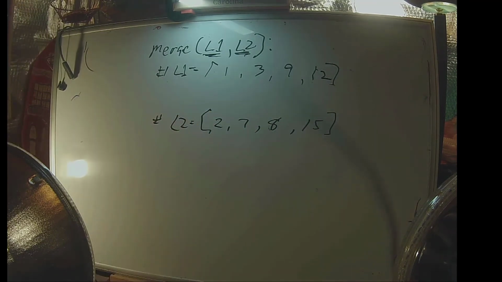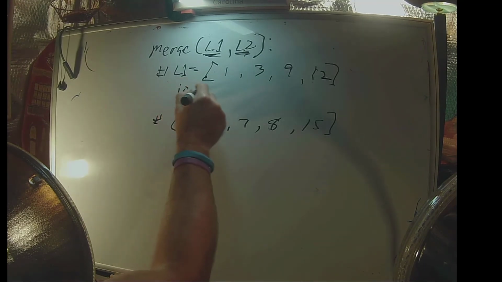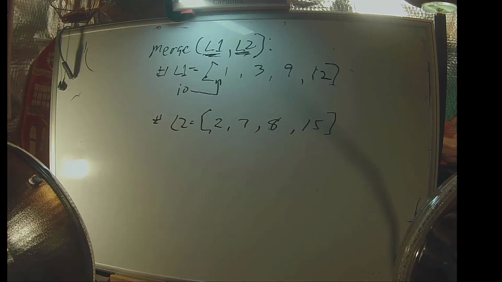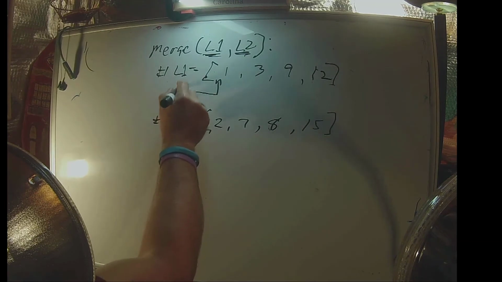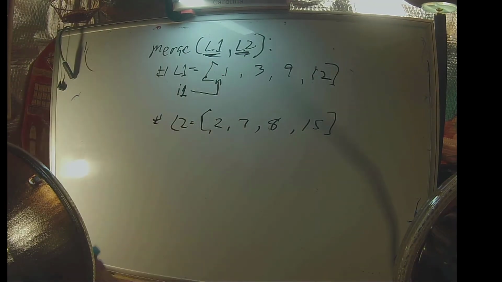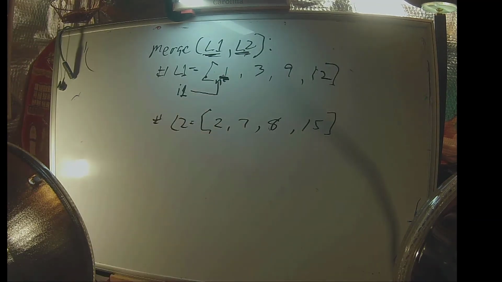Okay, so we come in here and we have 1, 3, 9, 12, 2, 7, 8, 15. And we set up these two indices, I0, and I0 is equal to 0. It refers to the first element. I'm sorry, that should be I1. Let's keep our subscripts the same. I1 refers to the first element in list 1, and it's going to start out at 0. So it's going to start out pointing at this 1, right?